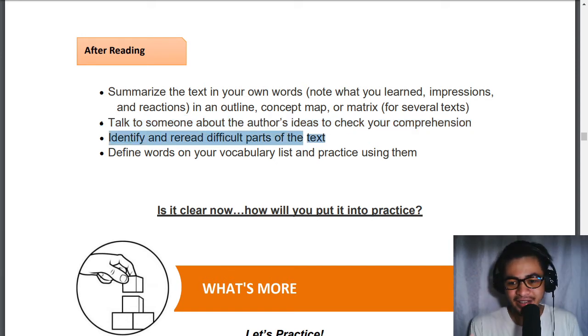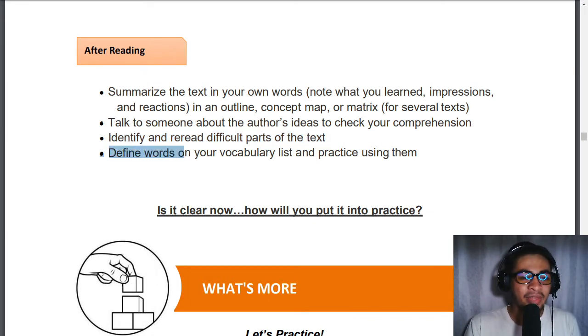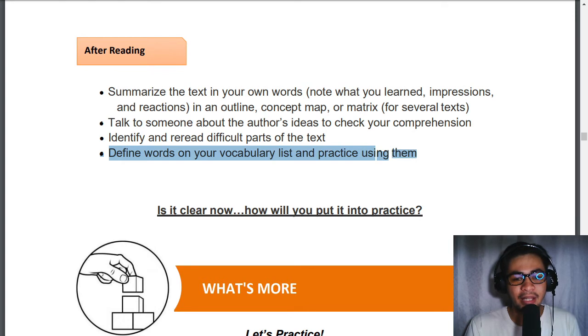Diba sa naka-encounter tag difficult words, difficult po na for you to understand, you're going to identify and reread that part again. Basahon nimo outro para mas masabtan nimo ang context behind that state. Lastly, define words on your vocabulary list and practice using them.